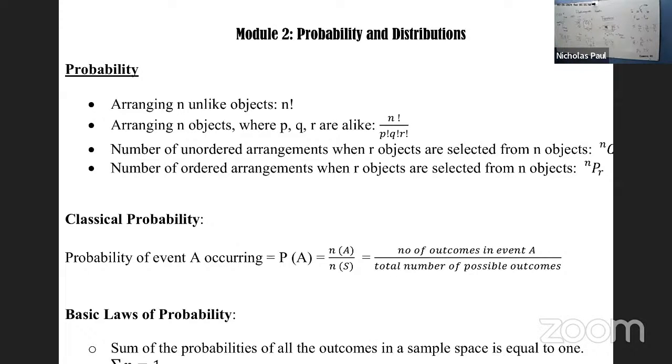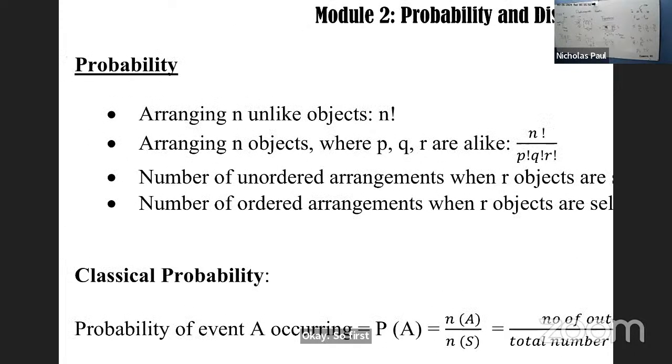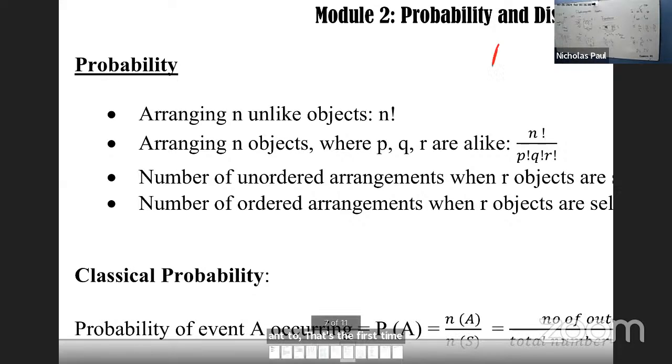So first thing we need to remember, let's say we have n objects, and you want to arrange them, just move them around, you're not choosing, you just want to move them around, use n factorial. For example, if you have A, B, C, and I want to find the number of arrangements, that's simply 3 factorial.